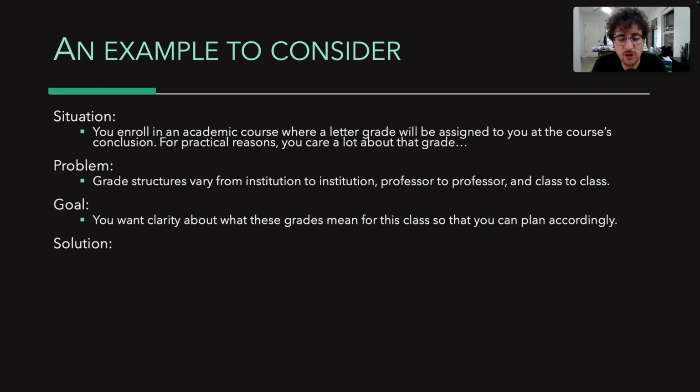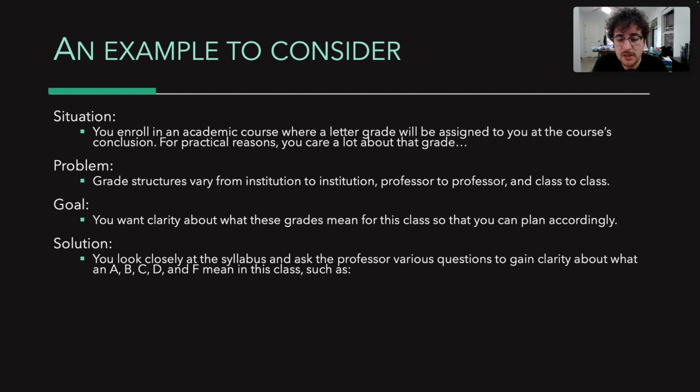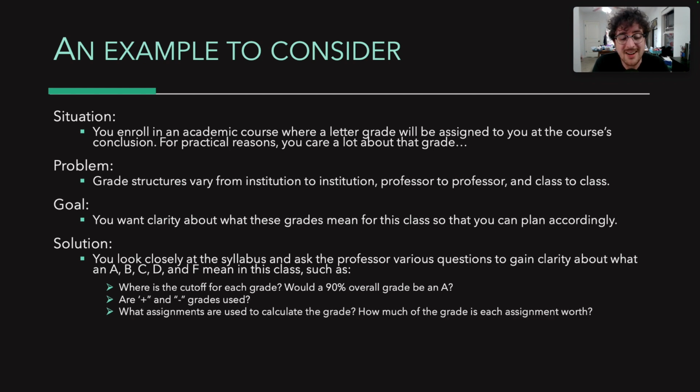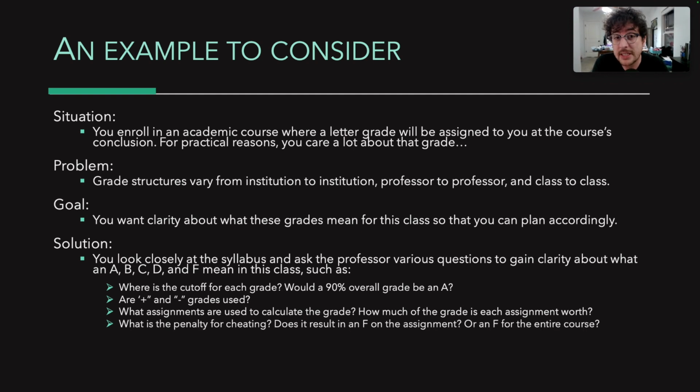And so the solution for trying to go from being confused about which kind of structures this particular class uses, to a clear understanding of what these grades mean, is you might start looking closely at the syllabus or ask the professor various questions to clarify what these grades mean in this class. And the kinds of questions you might ask are things like, well, what's the cutoff for each grade? Is it 90% overall? Are pluses and minus grades used? What assignments are used to calculate that overall grade? And how much of the grade is determined by each assignment? You might ask things like, well, what's the penalty for cheating? Would that result in an F on that particular assignment? Or could it result in an F in the entire course?